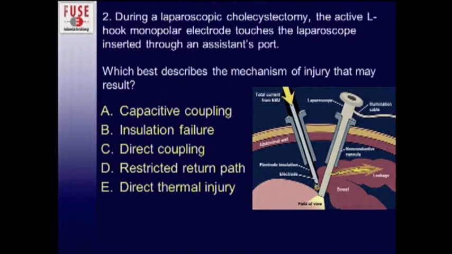Okay, the next question is, during a laparoscopic cholecystectomy, the active L-hook monopolar electrode touches the laparoscope, which was inserted through an assistance port. And there's an image of that. Which do you think best describes the mechanism of injury that may result? Is this capacitive coupling? Is this an insulation failure? Is this direct coupling? Is this restricted return path? Or is this a case of direct thermal injury?